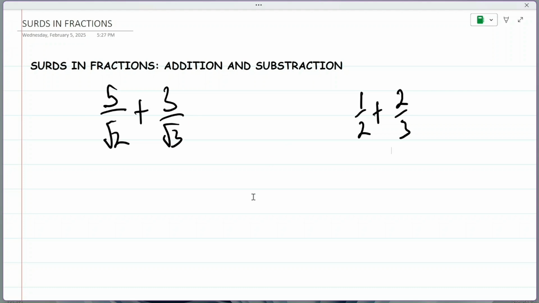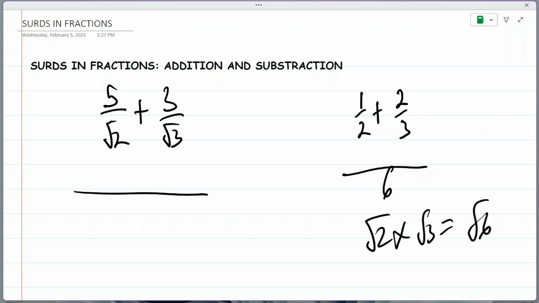The first thing you do is find the LCM. The LCM of 2 and 3 is 6. Same applies when you're working with surds. Sometimes finding the LCM is just by multiplying the denominators, the numbers at the bottom. Here, we just multiply the roots at the bottom. So we have root 2 times root 3, which gives you root 6. You should be very good with multiplying your surds now.